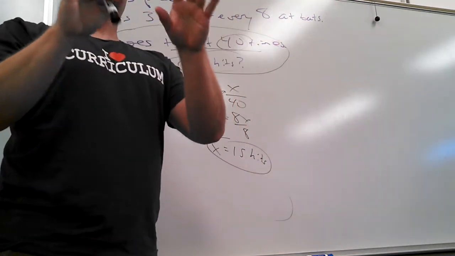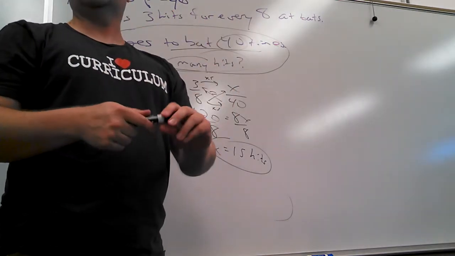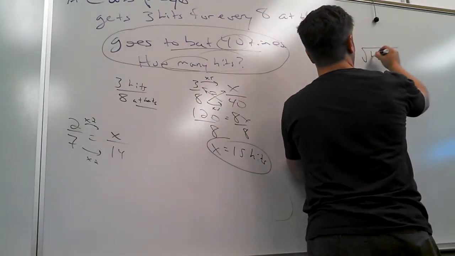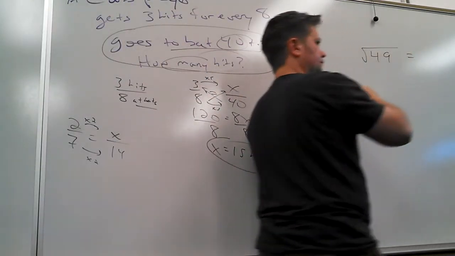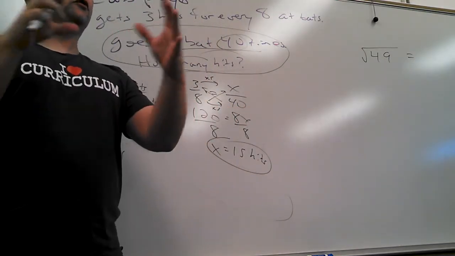Alright. So what do we already know? Anybody already know things about square roots? What if I ask you this? How many people can tell me what the square root of 49 is? Why is the square root of 49 7?